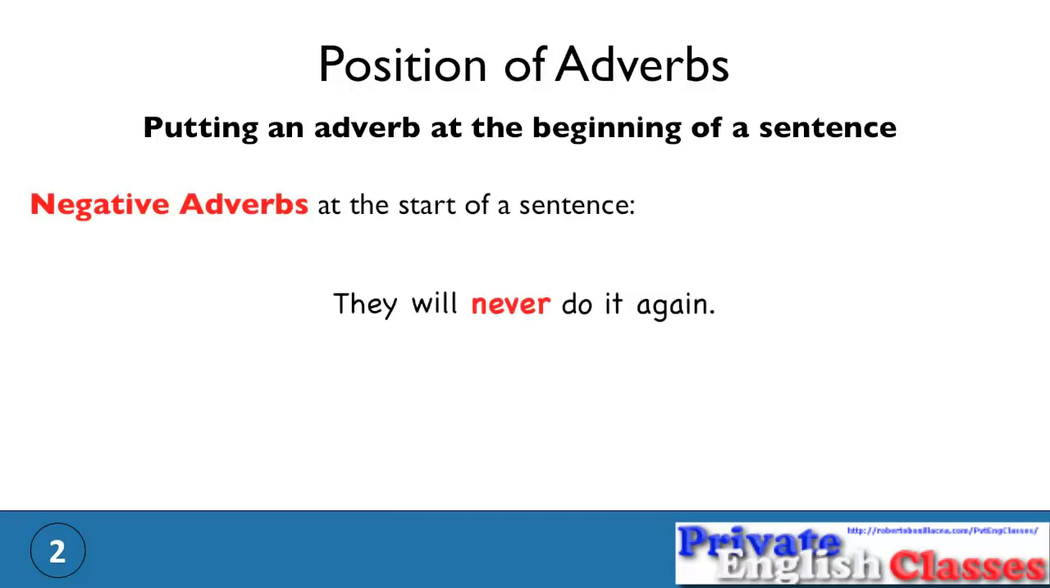Remember the sentence, they will never do it again? Now, if you put never to the start of the sentence, you will have to invert. You will have to switch the places of the subject and the auxiliary. Never will they do it again.